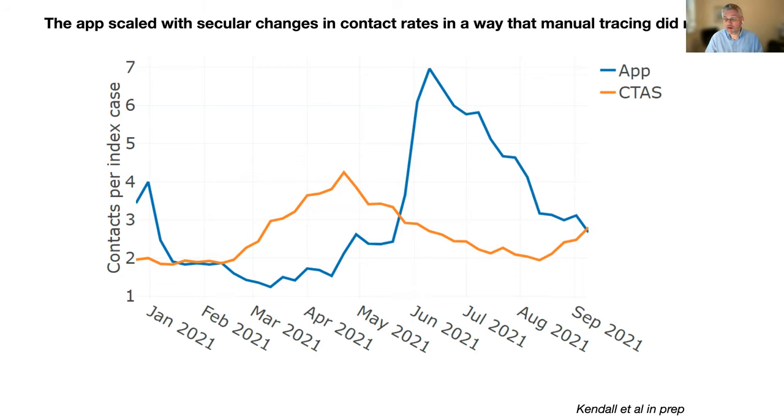So this is what resulted in the pandemic, is that people were having more contacts, the app was working, notifying more contacts per case, and the epidemic was spreading as a result of both the increased infectiousness of Delta and people having more contacts. Interestingly, there's been a decline since then, which has two phenomena.